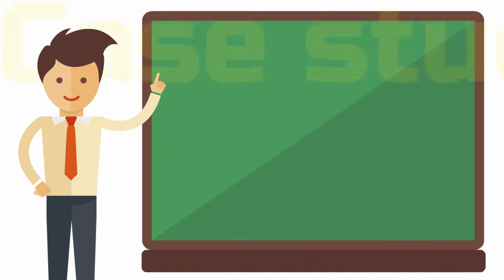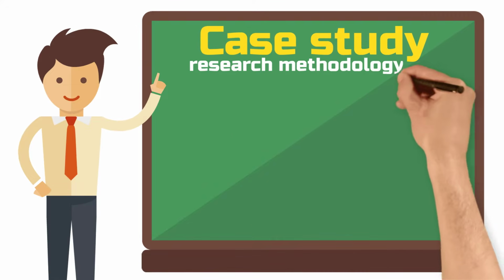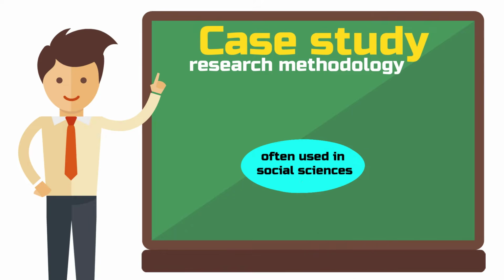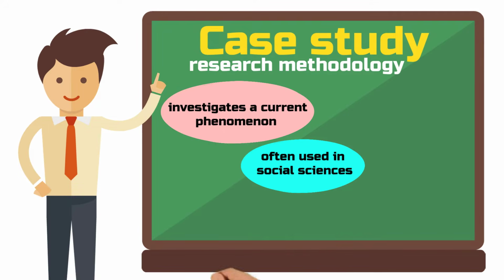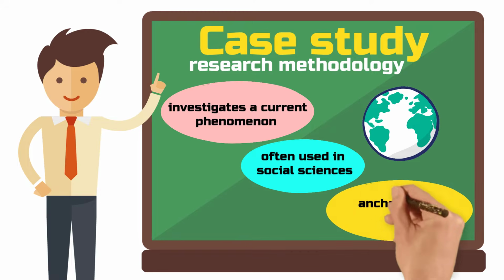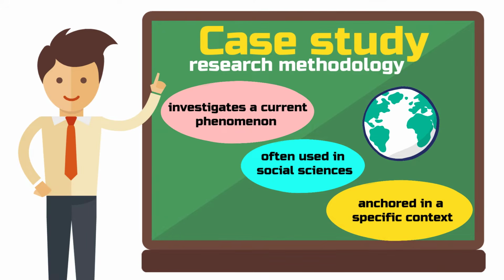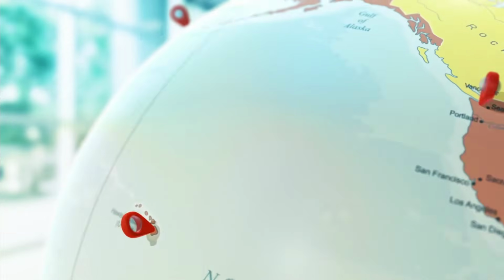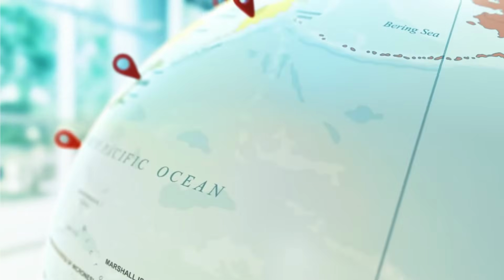So what's the case study research methodology? Case study research is often used in the social sciences. It investigates a current phenomenon that can be observed in our world. This phenomenon is always anchored in a specific context, which must be taken into account throughout the entire case study. A possible context can be an organization, a country, or even a single person. The case needs to provide the context in which the phenomenon under investigation can be observed.